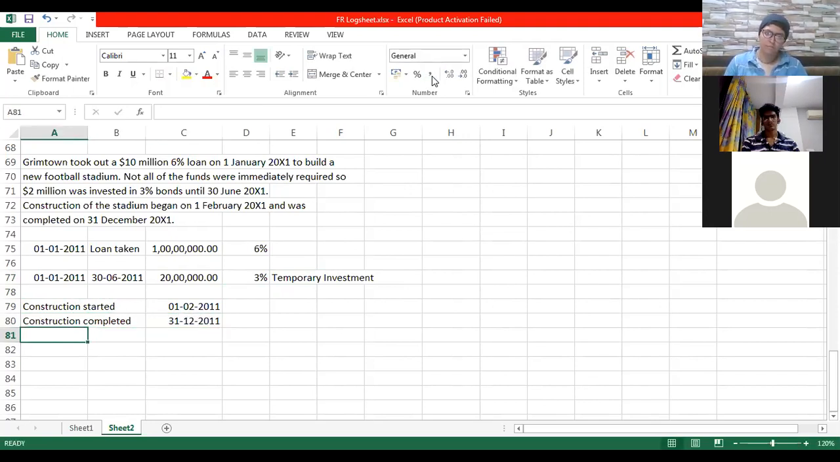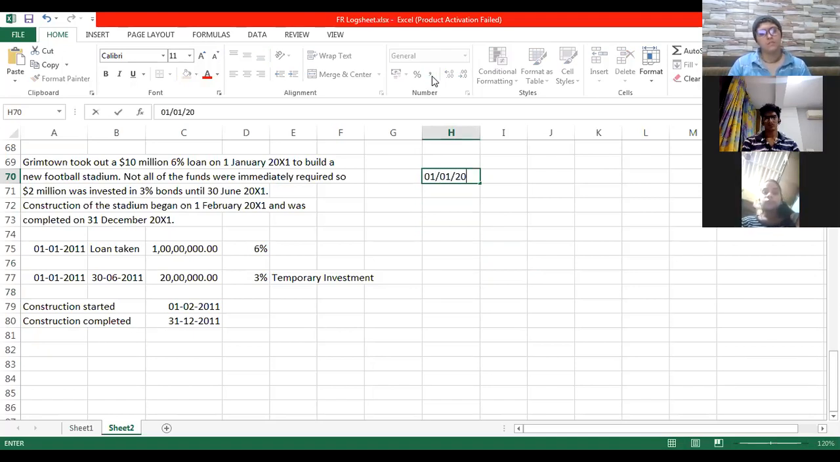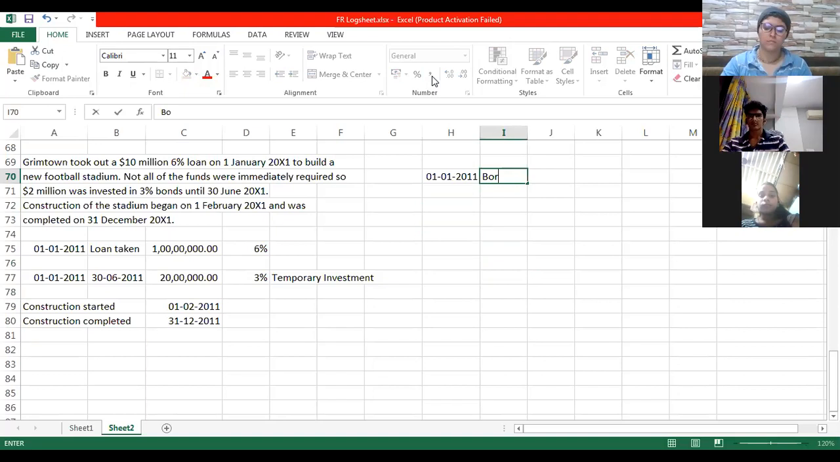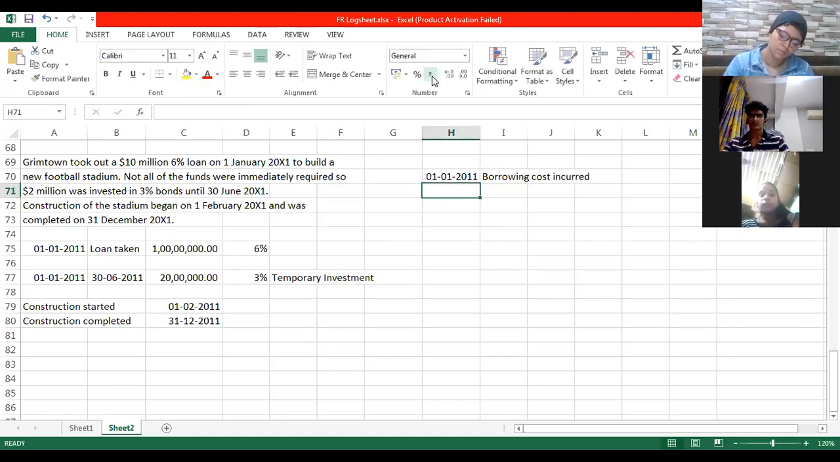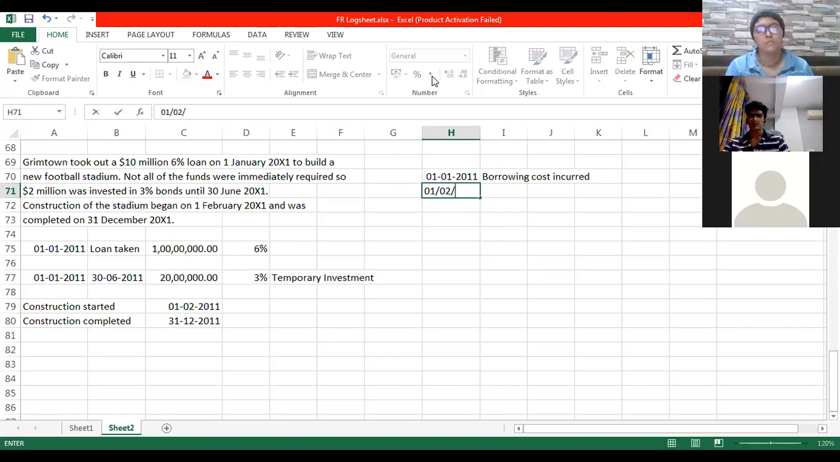So we need to find out how much cost we can capitalize for the period ending December 2011. Okay, now we have multiple dates here. First is 1st of January. This is when borrowing cost is being incurred. On 1st of January onwards, borrowing cost is incurred. So this is the first date, borrowing cost incurred. Then we have 1st of February 2011, expense on asset incurred.